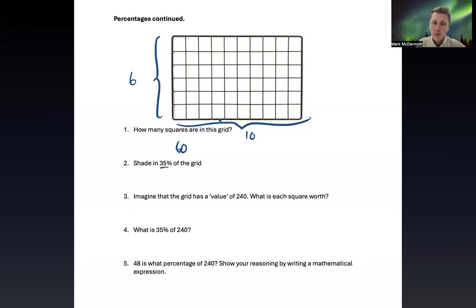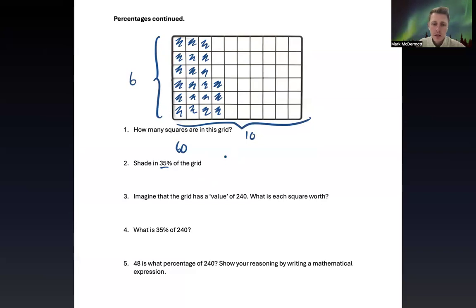Well, that's a little bit easier because we can see that along the bottom, it's broken up into 10 columns. So this must correspond to 1/10 of the grid. So this is 2/10 or 20% if I shade all of these in. If I keep going, this is now 30%. Okay, and then I need to get to 35%. So I need to shade in 3 more. So that's going to be 35% of the grid shaded in.